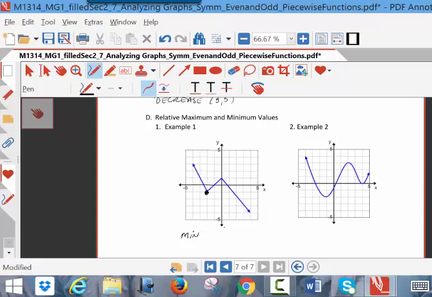A relative min at the point -2, -1, and a relative max at what other point do you think that would be? 0, 1. Okay, now careful. These are points. These are not intervals. These are actually points on the line. It's hard to tell sometimes between interval notation and an ordered pair point.